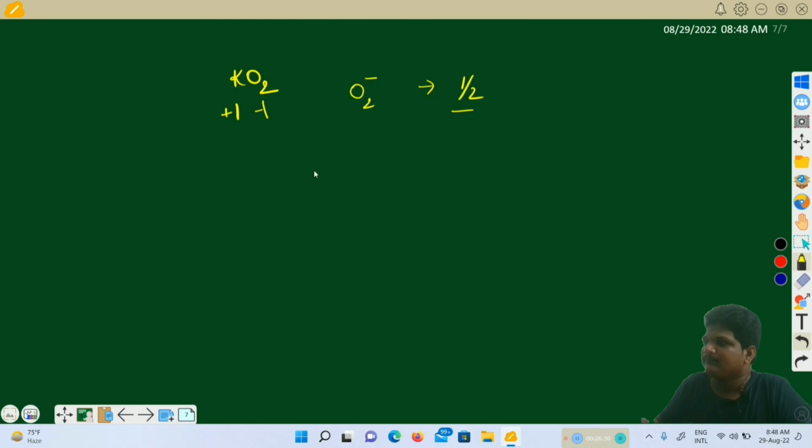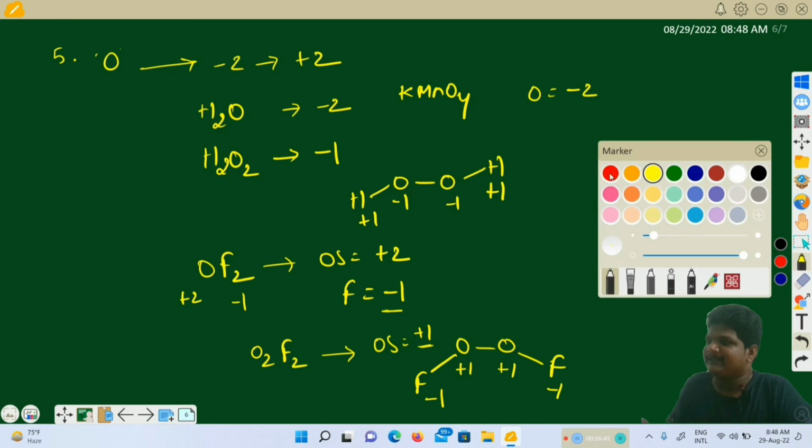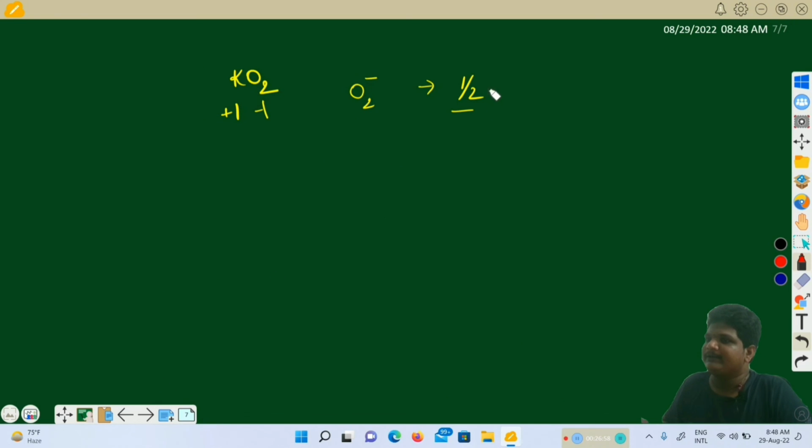So in this way, oxygen can exhibit a -2 oxidation state as well as -1, +1, and +2 oxidation states, and here we have -1/2 as well. These are the kinds of oxidation states that can be observed in the case of oxygen.